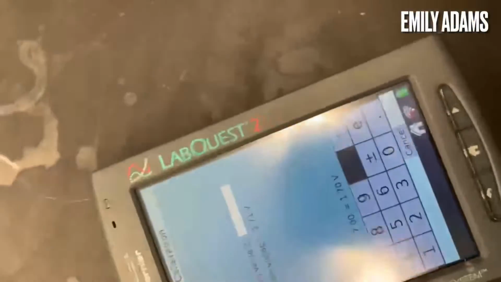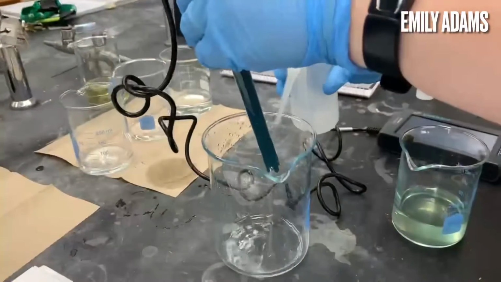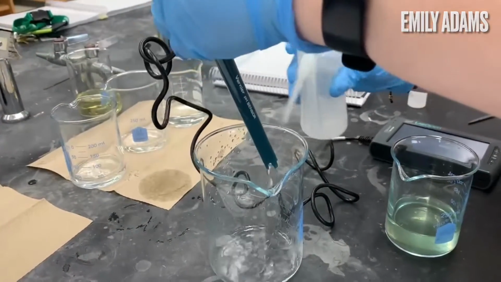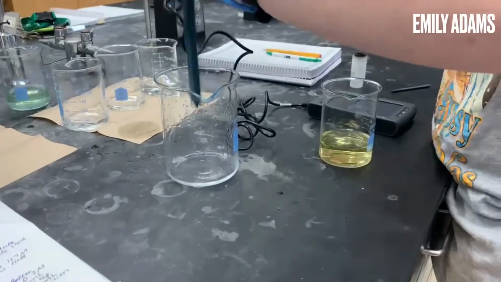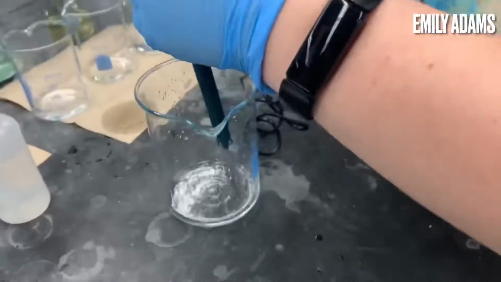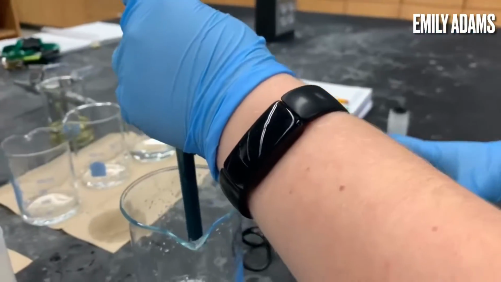Next, Emily is carrying out the 2-point calibration for the pH meter. Off camera, she removed the electrode from the storage unit and rinsed it with distilled water. Then on camera, she began calibrating with a solution of pH of 7 by placing the electrode in the solution.